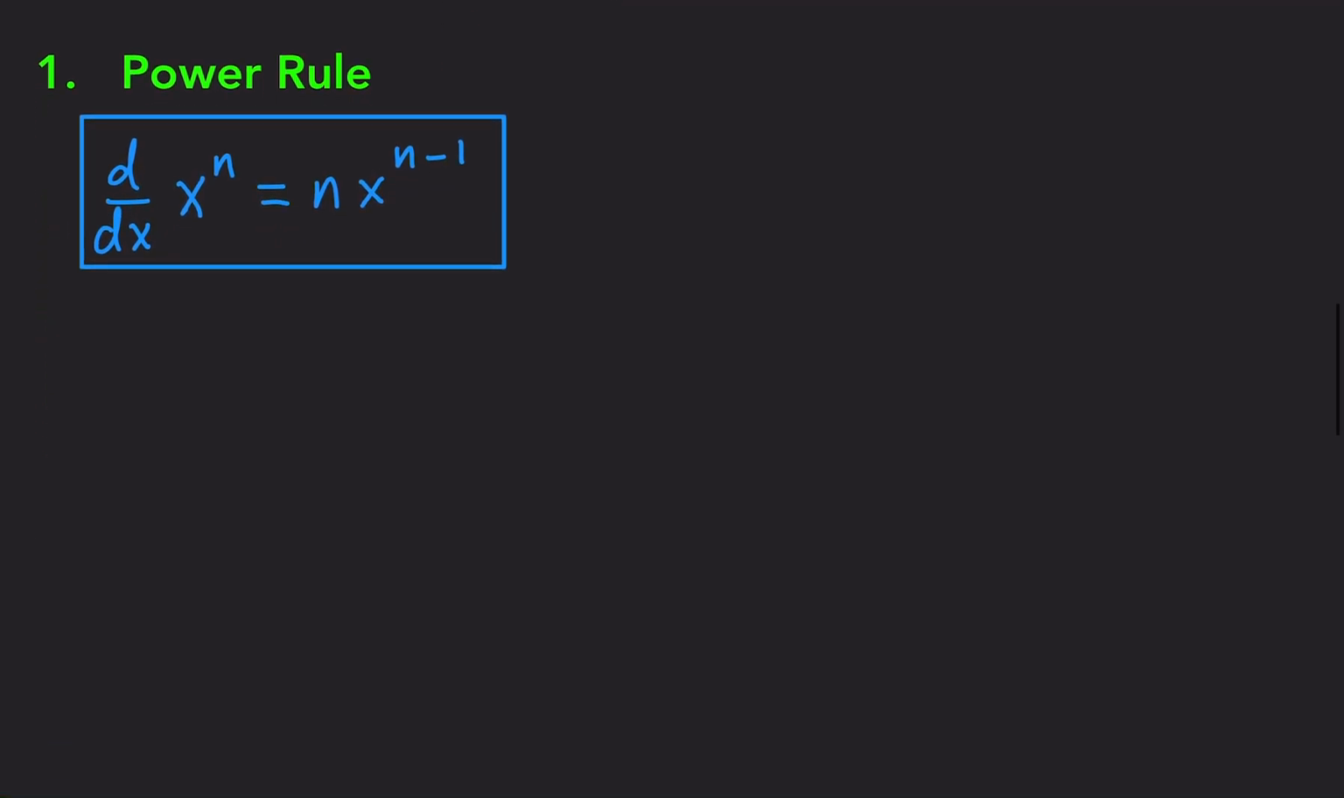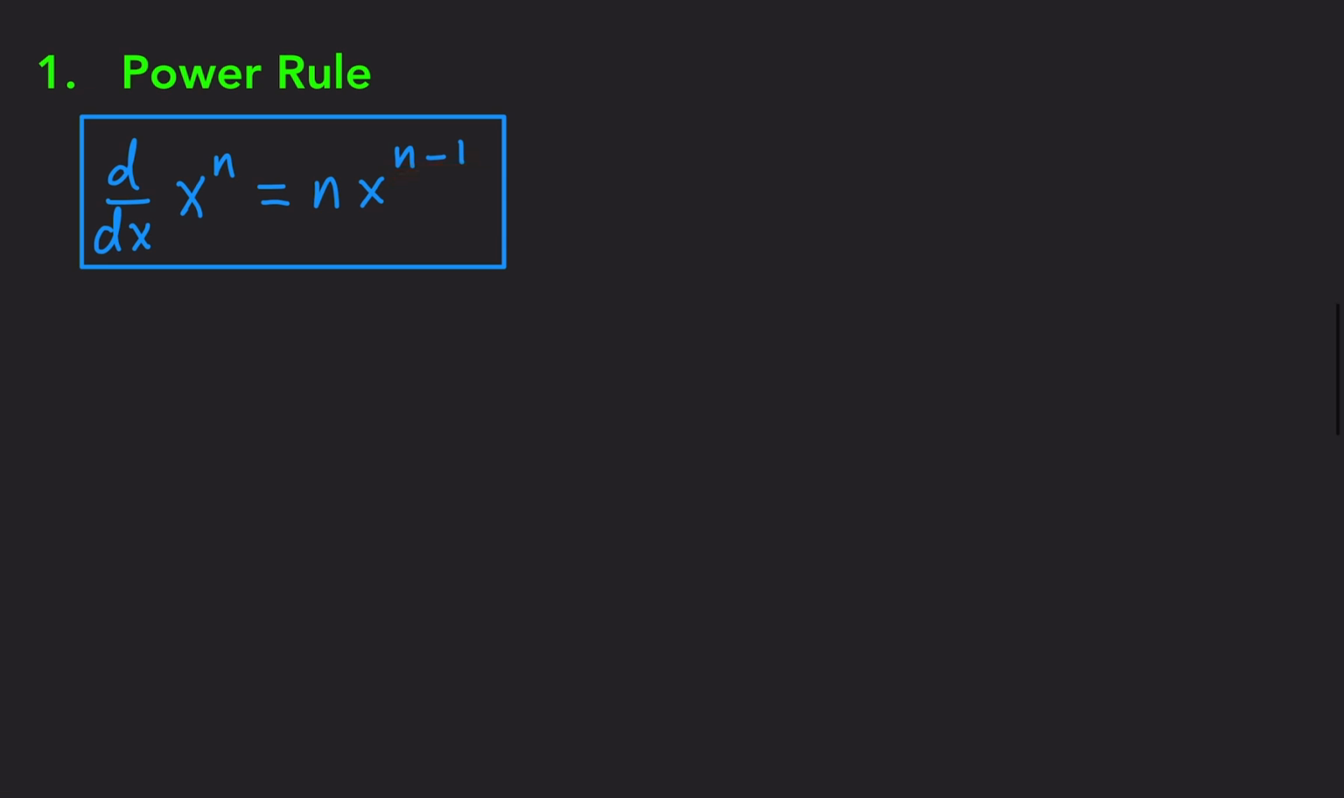The power rule states that whenever you're taking the derivative of a function with respect to its variable x, and that x is raised to some power n, then the solution is n times x to the n minus 1. So this n comes out front, we leave the x, and we subtract 1 from the exponent.